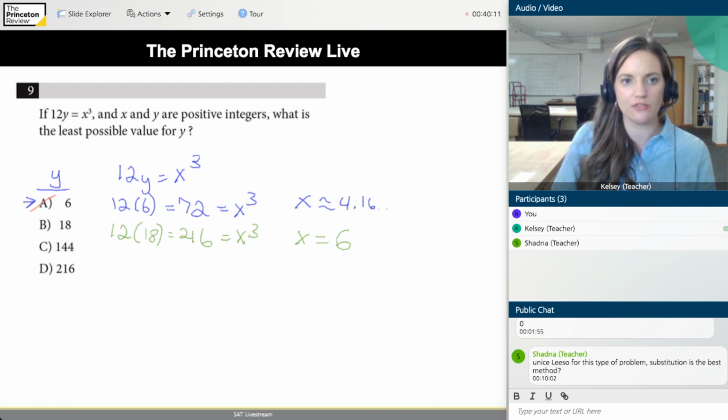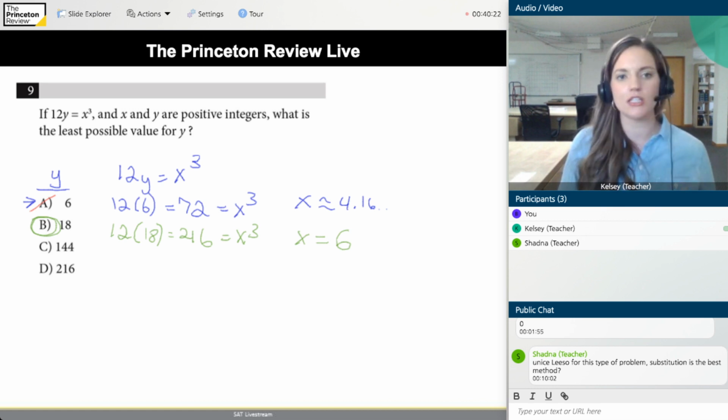That's a nice round value. It's an integer. It's positive. X and y are both positive integers. And that's all we need to do here. The answer is B. We don't need to try anything else. Even if C and D work, that's not going to help us out at all, because it's asking for the least possible value for y.